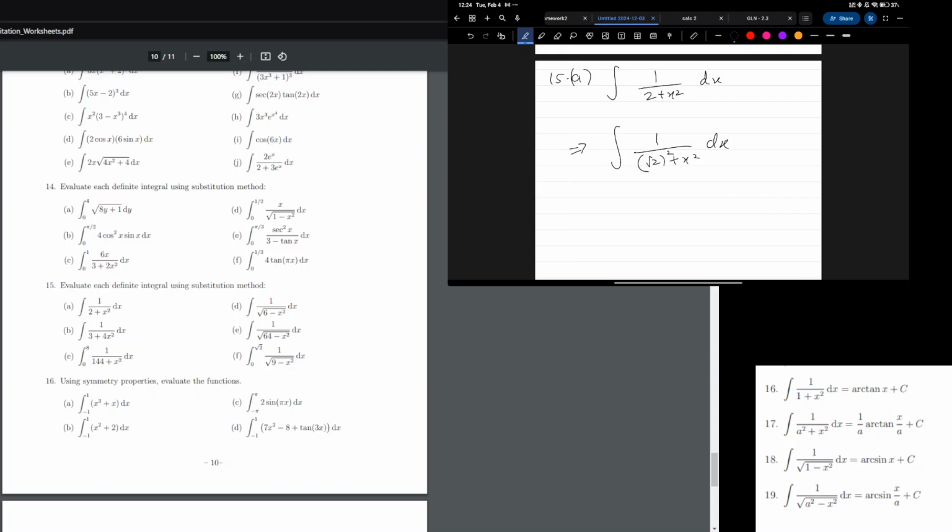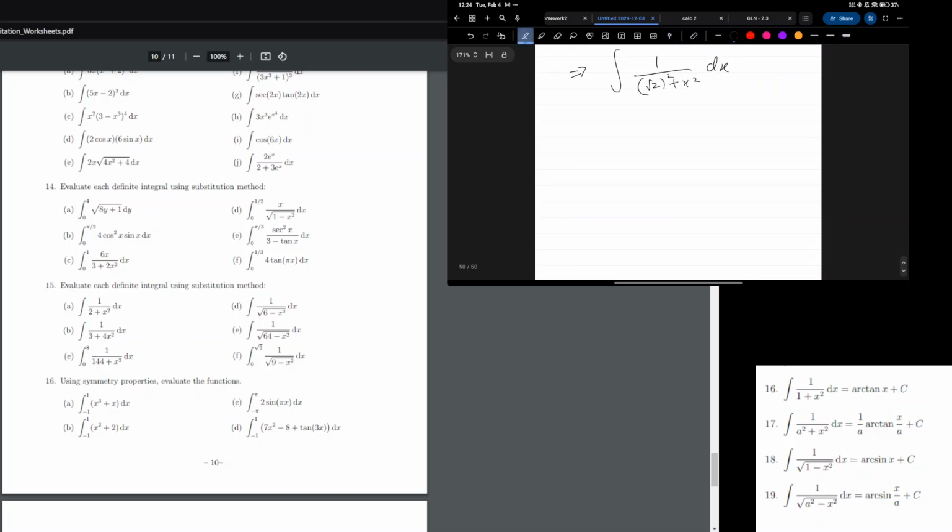Well, this is not really substitution. It's basically you need to know this. Do we get how we did this? I can write 2 as square root 2 squared, right? 1 over square. Yeah, that's the right answer. Good. All right then. Now looking at my template, this is a and this is x. So this becomes 1 over a, which is 1 over square root 2, arc tan x over square root 2 plus c.